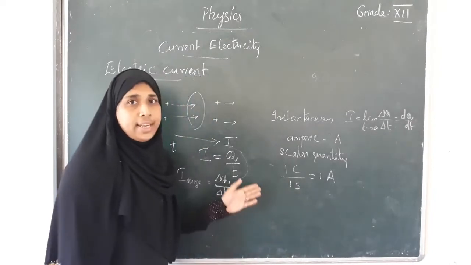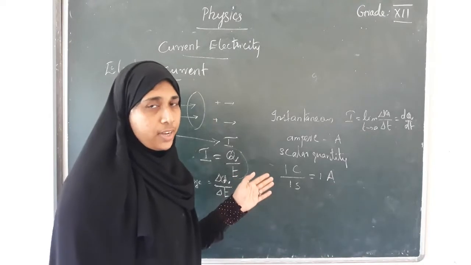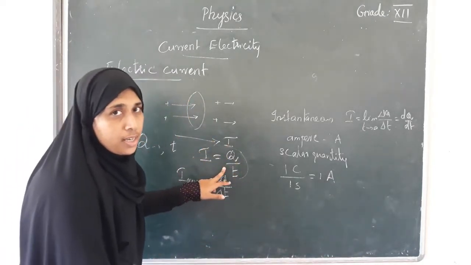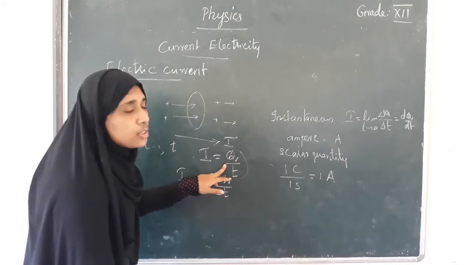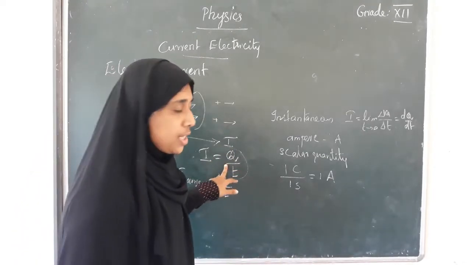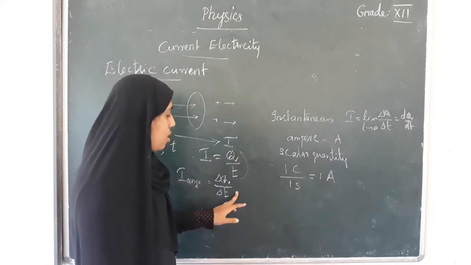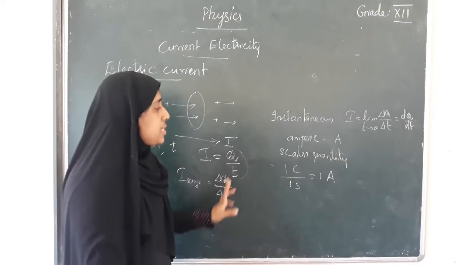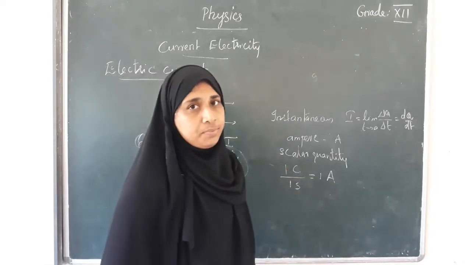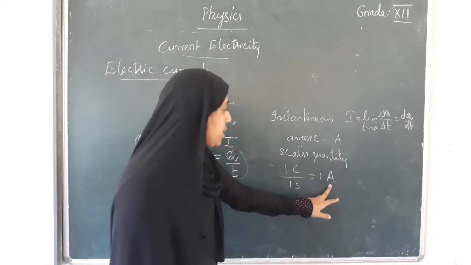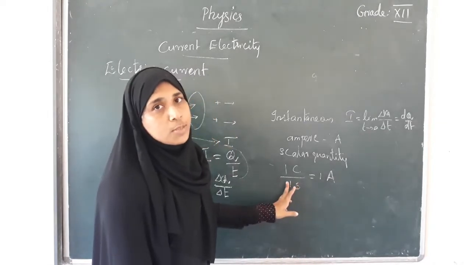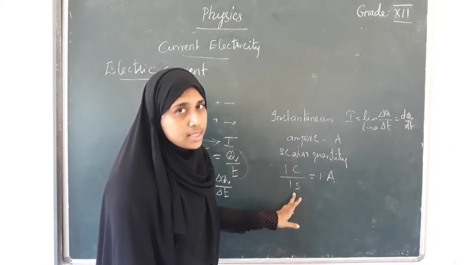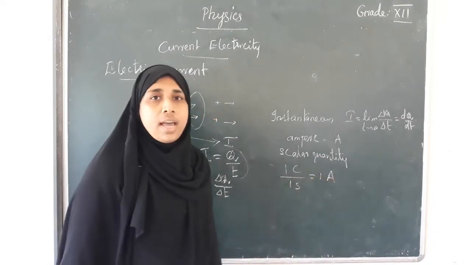This is about electric current. So current is defined as the rate of flow of charges. If Q amount of charge is passing through a given cross-sectional area at any time t, then I is equal to Q by t. Or else we get the average current, I is equal to delta Q by delta t. The SI unit of current is ampere. 1 ampere is defined as when 1 coulomb of charge is passing through a perpendicular cross-sectional area in 1 second, the current produced is 1 ampere.